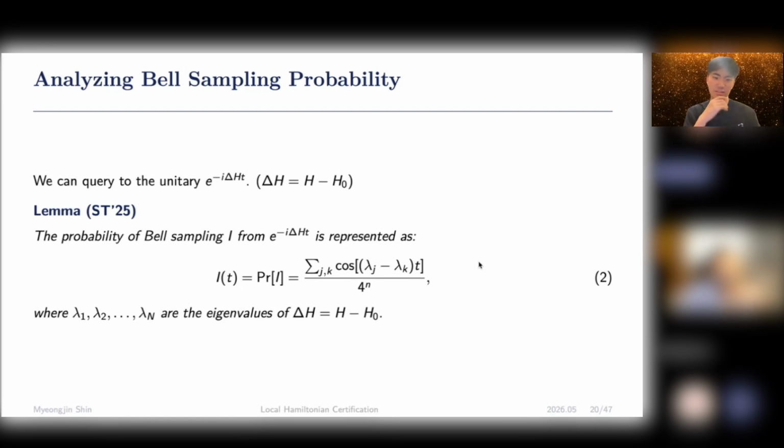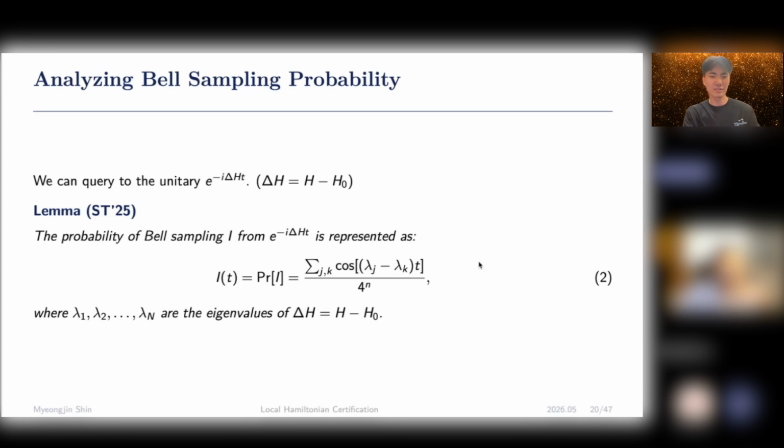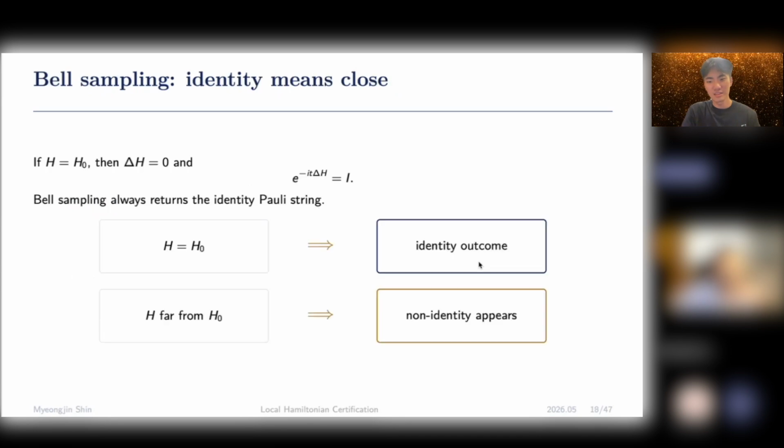This lemma's proof is not that hard. We can just simply use some basic mathematics, so I will just move on. But we can get a very important intuition from this formula. As said, our goal is to discriminate and prove that if H and H0 are far from each other, then a non-identity element from the Bell sampling procedure will happen with high probability. That's the thing we want to prove.